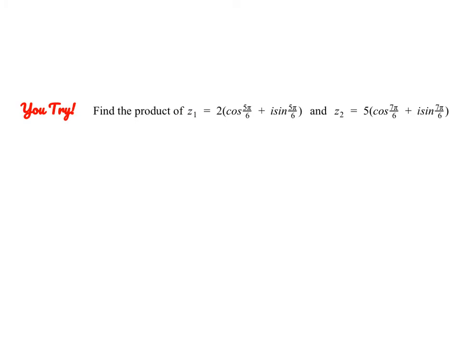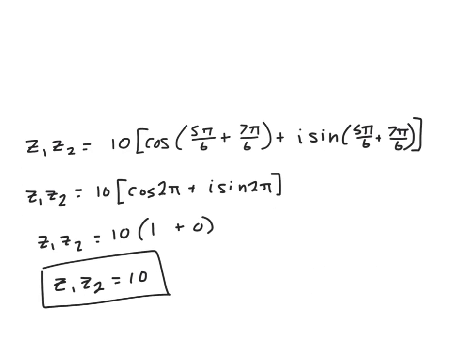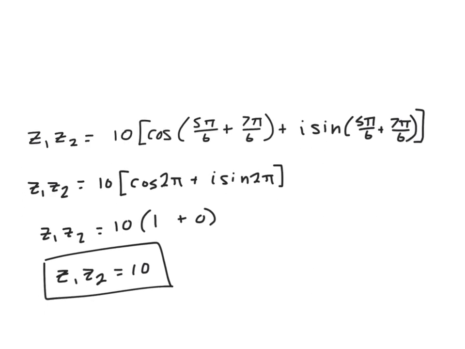All right, so let's try a couple examples. Go ahead and pause the video and try to find the product of z1 and z2. Okay, go ahead and check your work here. You should end up with just 10.